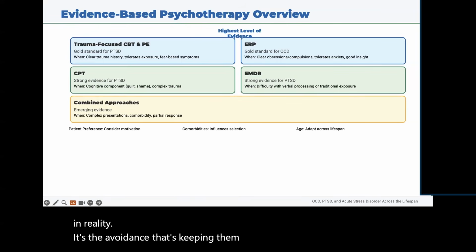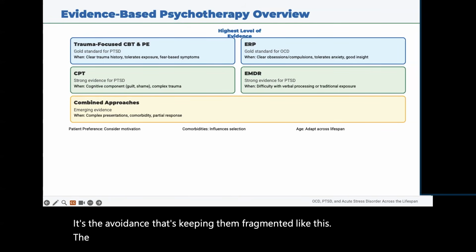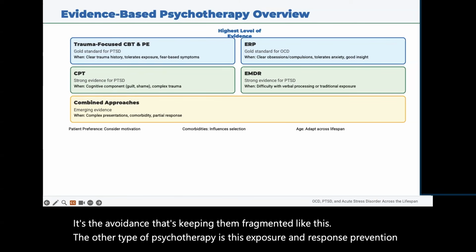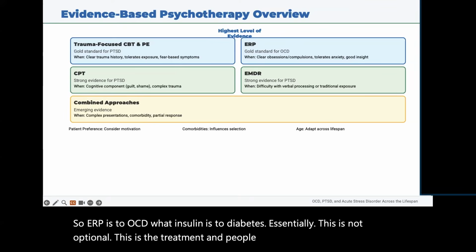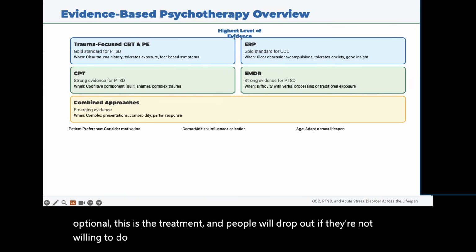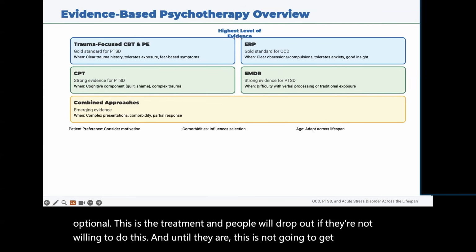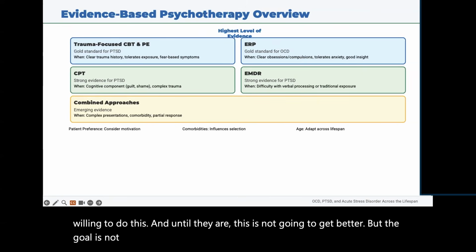Patients think that exposure will make them fall apart, but in reality, it's the avoidance that's keeping them fragmented like this. The other type of psychotherapy is exposure and response prevention. So ERP is to OCD what insulin is to diabetes, essentially. This is not optional. This is the treatment, and people will drop out if they're not willing to do this. And until they are, this is not going to get better.